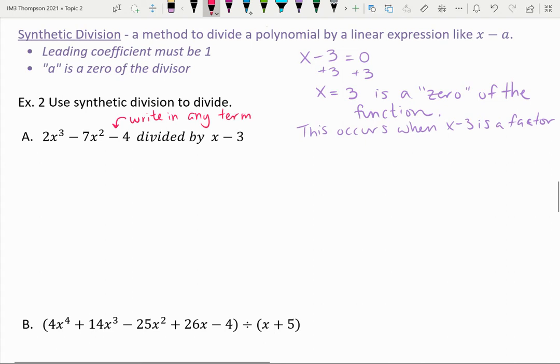Just like before when I had long division, if I have any missing terms, I'm going to write those in. So if I were to rewrite this, I would have 2x cubed minus 7x squared. You'll notice I'm skipping the x term. So I'm going to write that in, just like we did with long division.